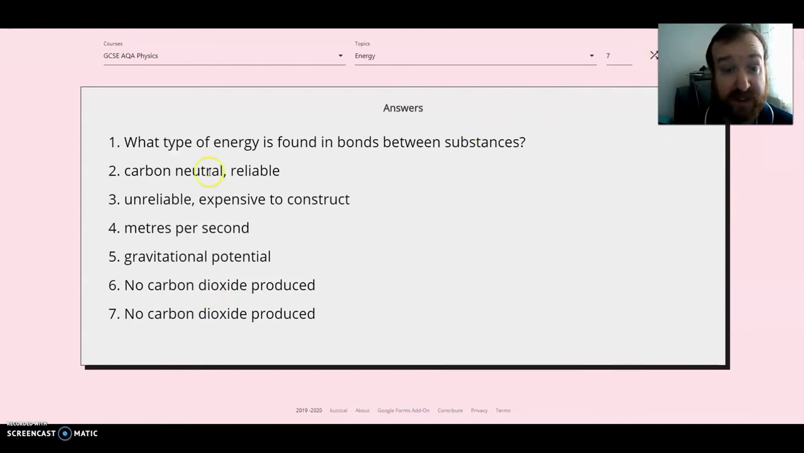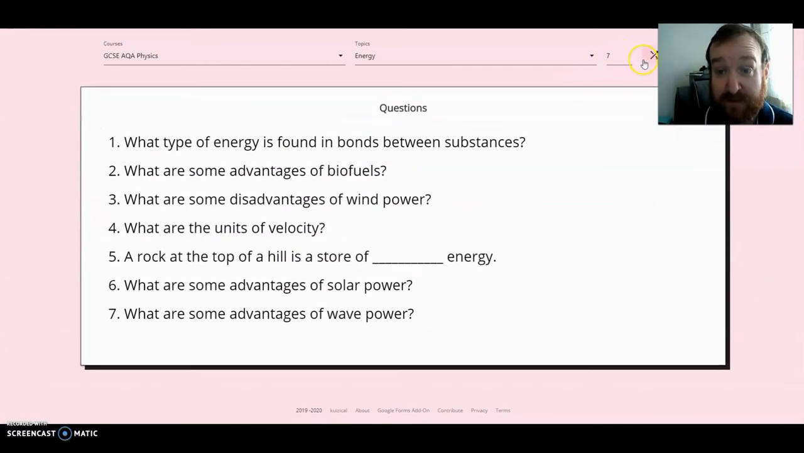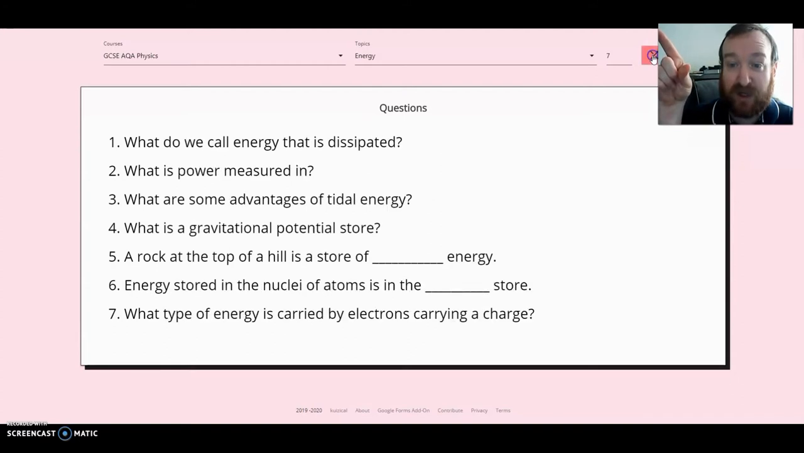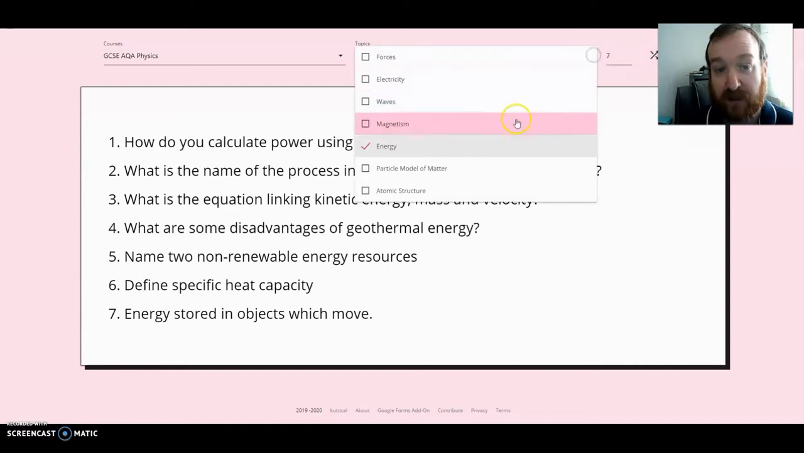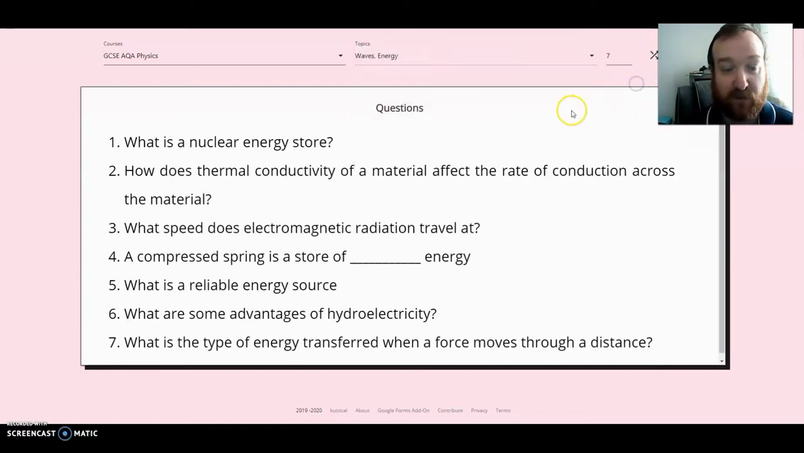Now, it's a really good revision tool. All you need to do to get different questions is click the little randomized button, and you'll get all these different questions. You can change the topic by going to waves, and you get different questions here. Really, really good revision tool.